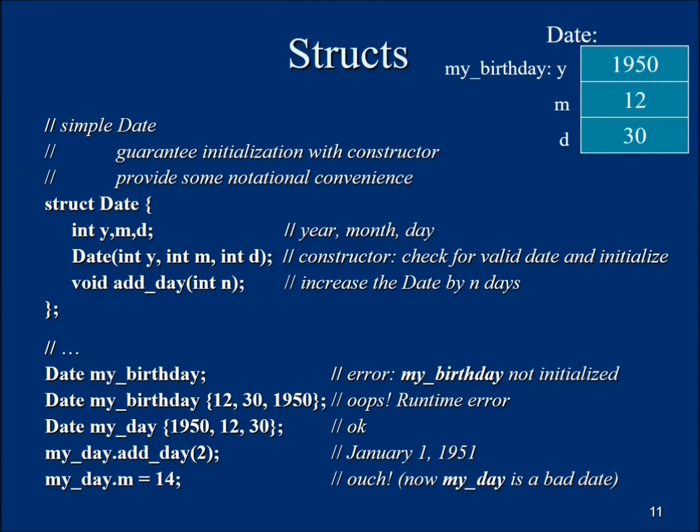Also you can guarantee initialization with a constructor, so you can very well use a constructor inside a struct. But in C++ you can also initialize, like in this you have integer, struct date, integer year, month, day, and date is like this. So the constructor checks for a valid date and initializes. And also void add day, which increases the day by n days. You have a variable called date my birthday, and you have initialized 12/30/1950. So there will be an error because this is not a valid date, but this is okay. This is year, so 1950 will be okay. And once you call this function add day using my day, you can easily insert the value and also assign a value.